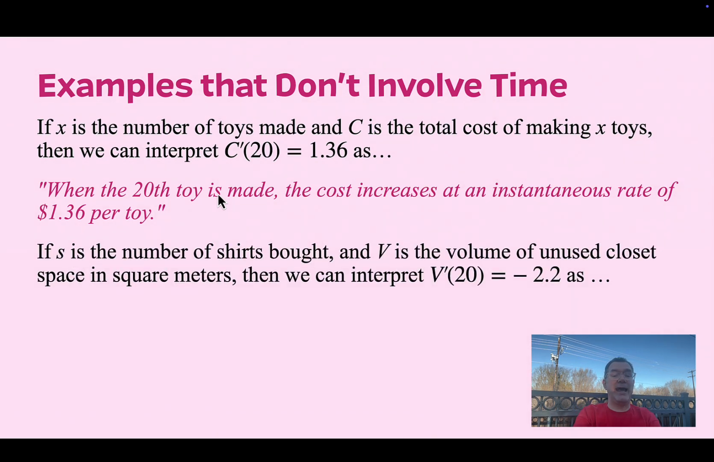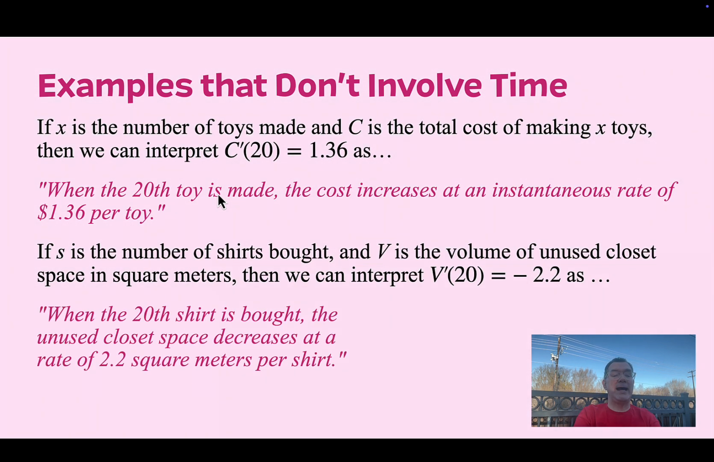Let's say that if S is the number of shirts bought and V is the volume of unused closet space in square meters, then if we get an answer of V prime of 20 equals negative 2.2, we can interpret that as when the 20th shirt is bought, then the unused closet space decreases at a rate of 2.2 square meters per shirt. So just a quick lesson on how to interpret values of the derivative in context, usually for that last point on any kind of a calculus test.